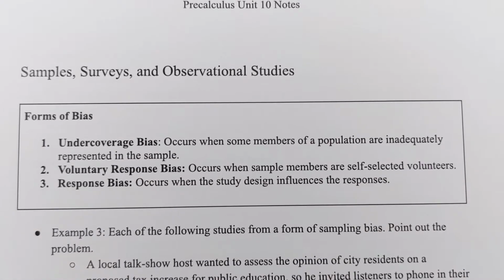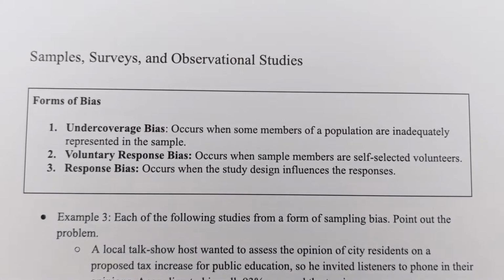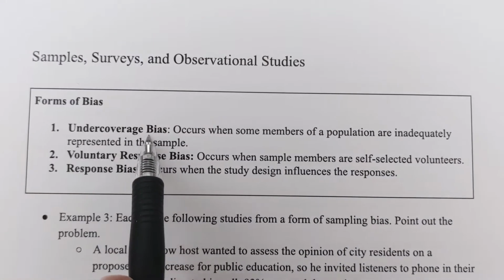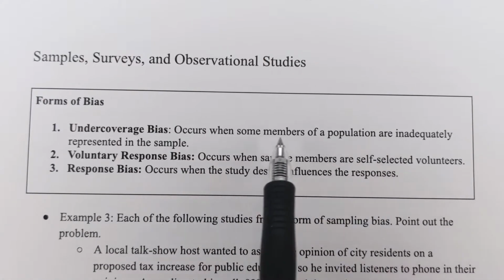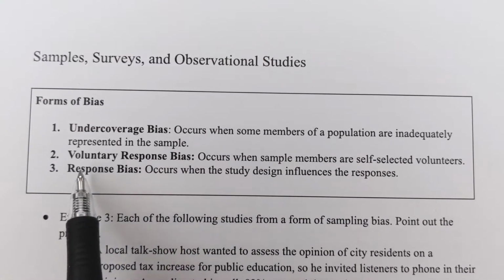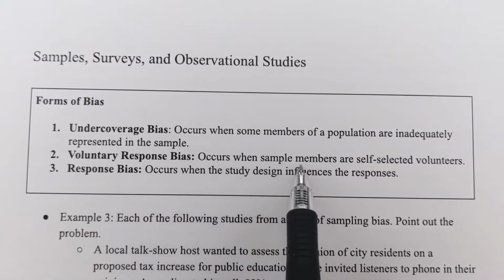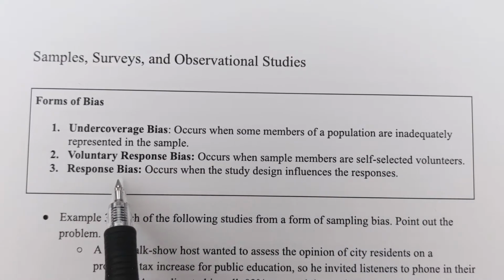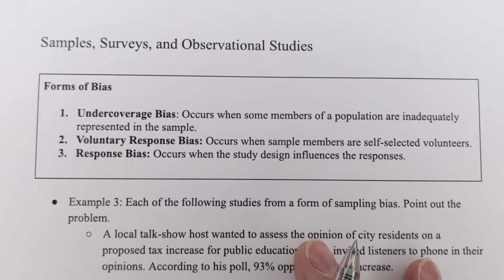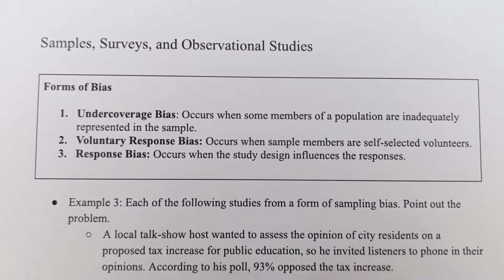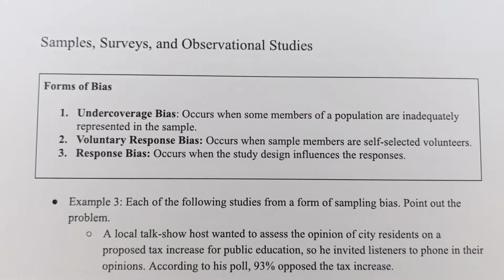All right, samples, surveys, and observational studies. So we have some forms of bias. You have undercoverage bias, which occurs when some members of the population are inadequately represented. Voluntary response bias occurs when the sample members are self-selecting, and response bias occurs when the study design influences the results. So that could be like the wording of a question, things like that.